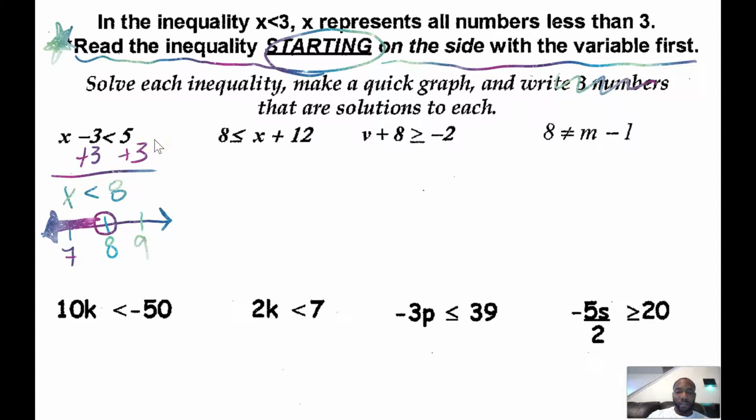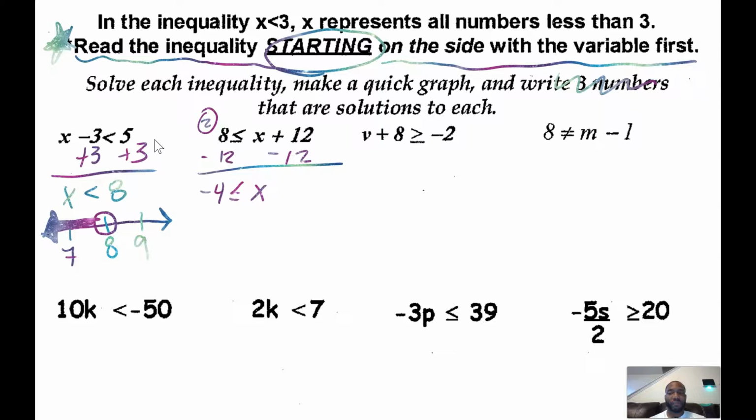Okay, watch this. Write this down. Pause the video and write the second one down. Subtract 12. Subtract 12. Right? I get -4. How do I read this problem?